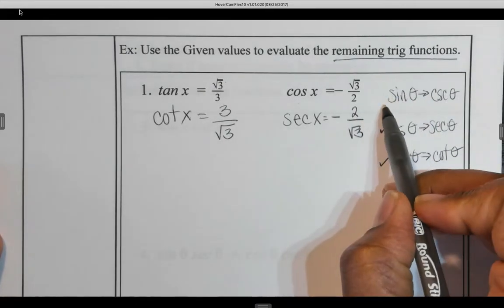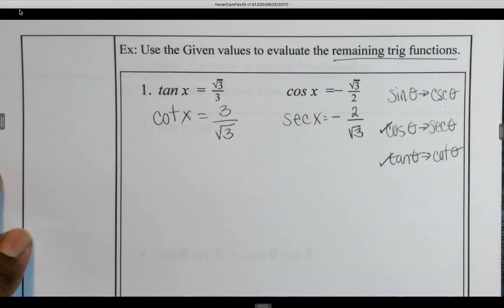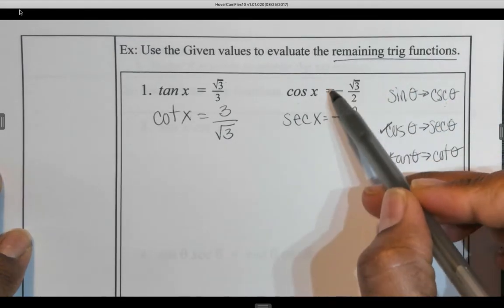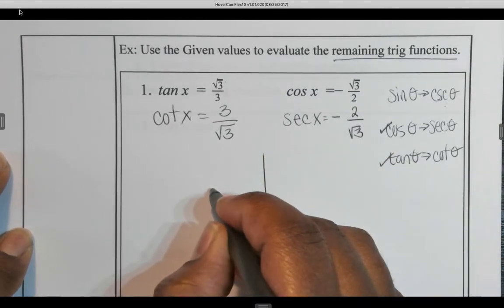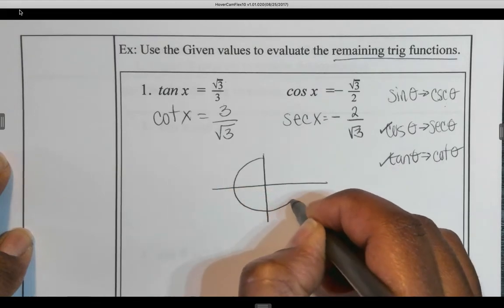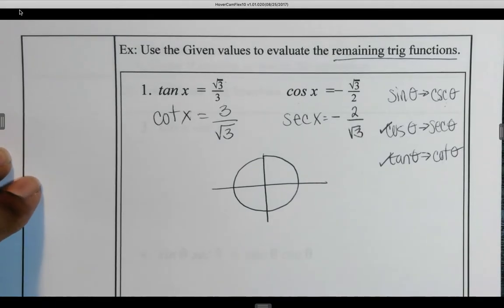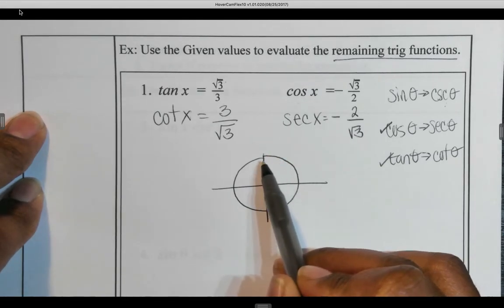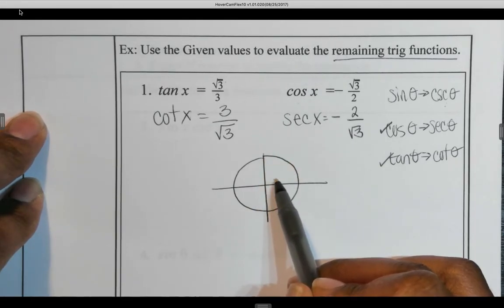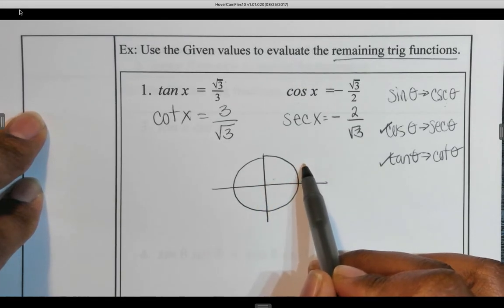All right, the only one we don't have is sine, which would lead me to cosecant. So to figure out sine, I can use the fact that I know this is on the unit circle. Let me just figure out where it is on the unit circle. So if I go to my unit circle, and ideally you shouldn't have to draw out the unit circle each time. You guys have a unit circle available, so you can use that to find your values. So I know in quadrant 1, everything's positive. Cosine's positive, sine's positive.